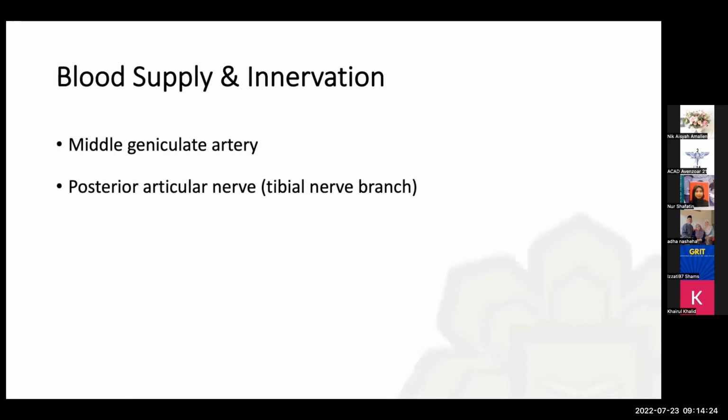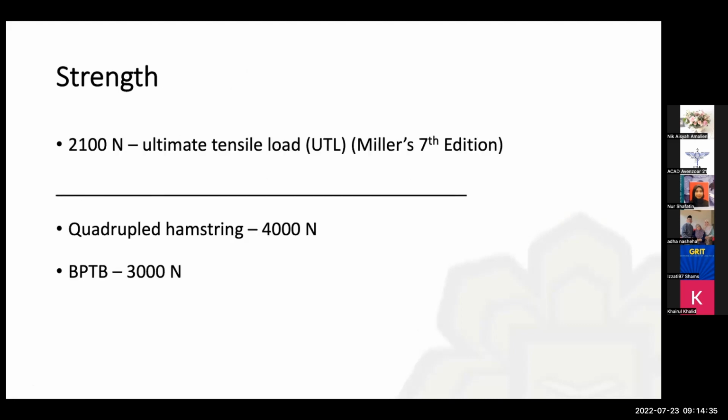Okay, blood supply and innervation. It comes from the middle geniculate artery, and the innervation is from the posterior articular nerve, a branch of the tibial nerve. The strength of the ACL is 2100 Newton. So when we reconstruct, technically we must have a similar or higher graft strength, to get back the same strength as the native ACL.